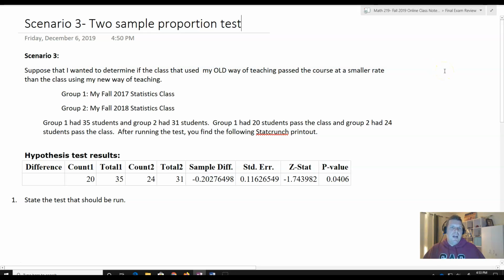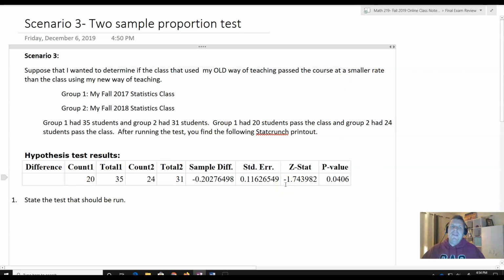So let's suppose that I wanted to determine if the class that used my old way of teaching passed the course at a smaller rate than the class using my new way of teaching. Group 1 was my Fall 2017 statistics class, and Group 2, my Fall 2018 statistics class. So I wanted to define both of those. Group 1 had 35 students, and Group 2 had 31 students. Group 1 had 20 students pass the class, and Group 2 had 24 students pass the class. After running the test, we're going to find the following StatCrunch printout.